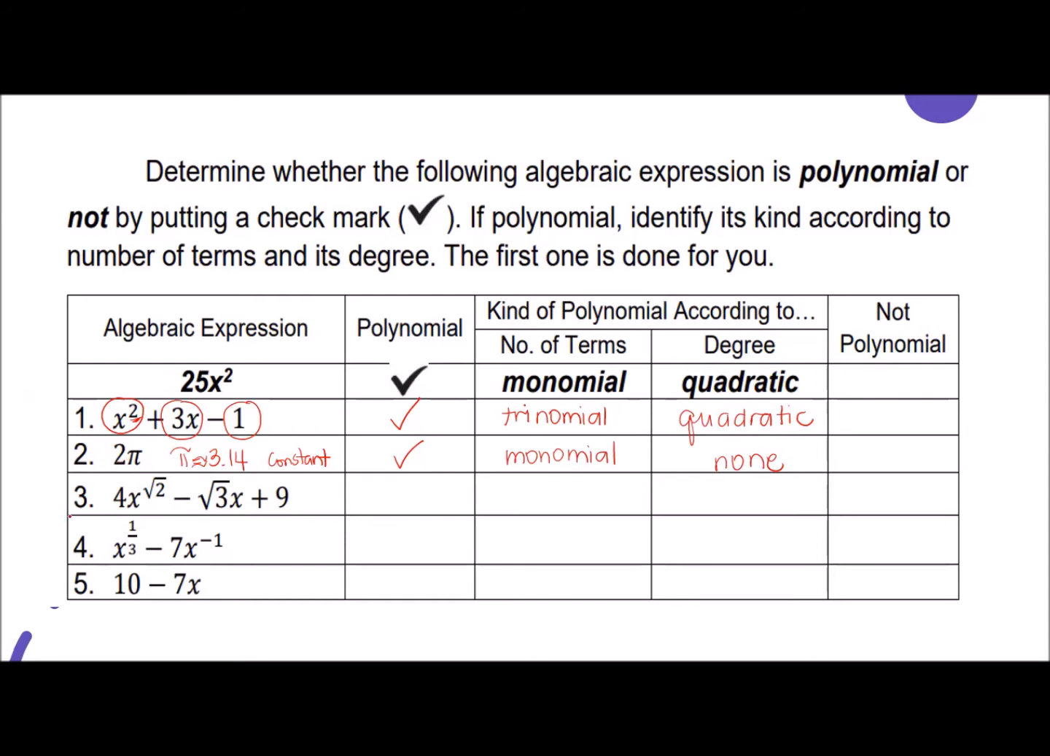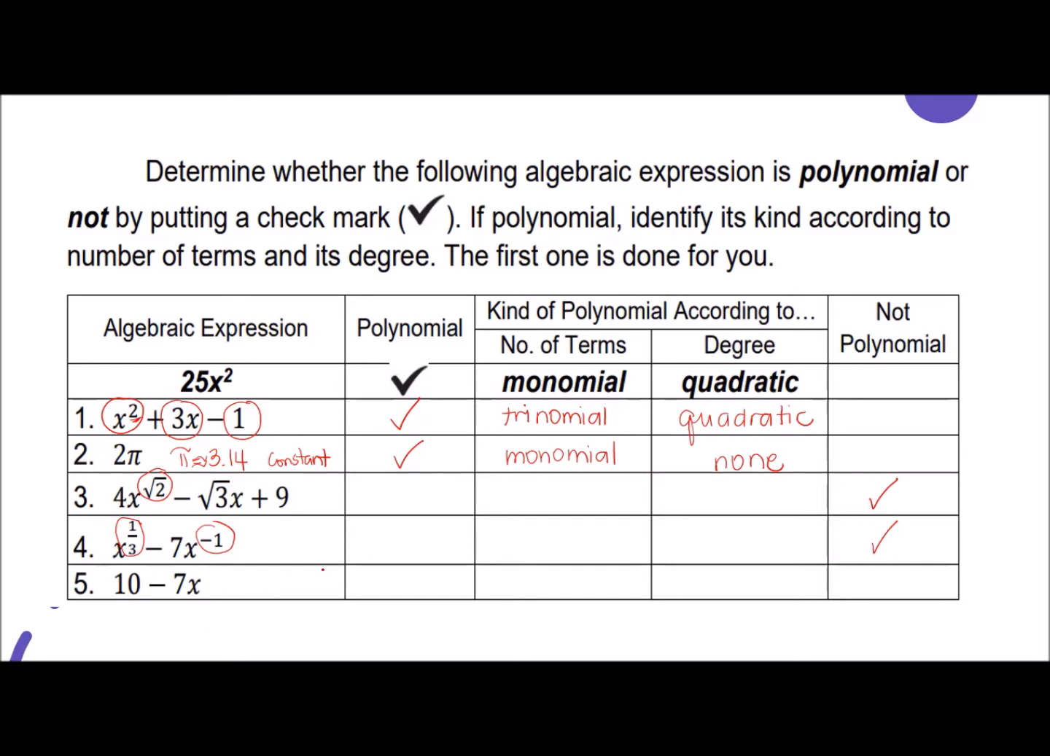Okay? The number 3, as you can notice, 4x raised to the square root of 2 minus square root of 3x plus 9, may kakaiba yung square root. Specifically, yung exponent na yan. At yan ay isang malinaw na example na hindi iyan polynomial kasi bawal ang radicals doon sa definition natin ng polynomial. At gayon din po dito sa number 4, ang exponent ay 1/3 at negatives na nagva-violate kaya ito rin ay not polynomial. Okay? And lastly, for the number 5, 10 minus 7x.